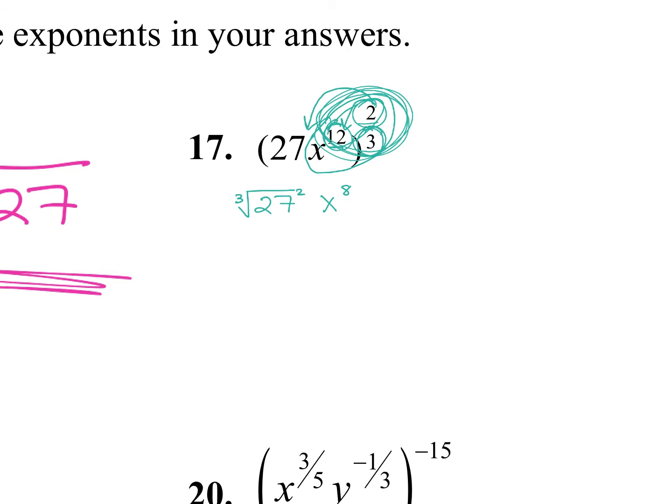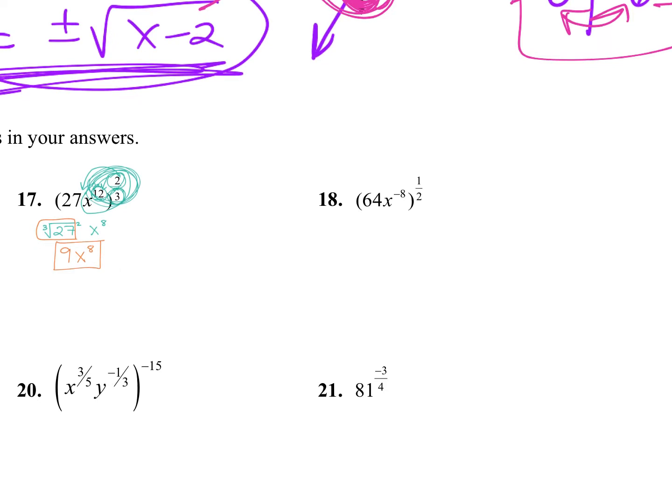Okay, so I would cube root 27 first, which is what? 3, and 3 squared is 9, right? So you get 9 times x to the 8th power. Questions on that? All right, number 18.